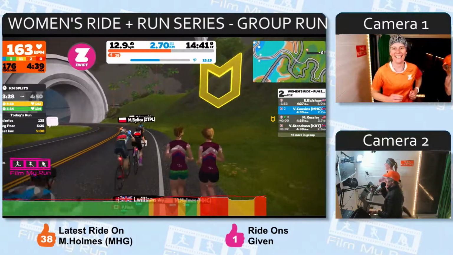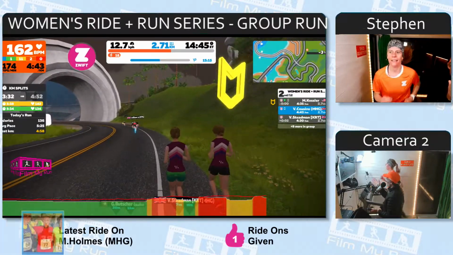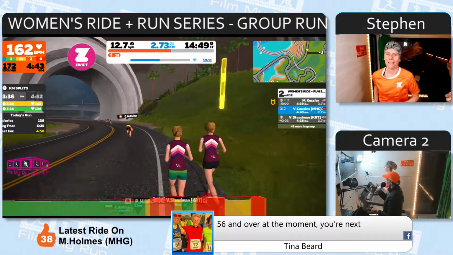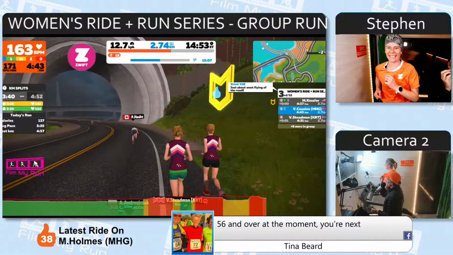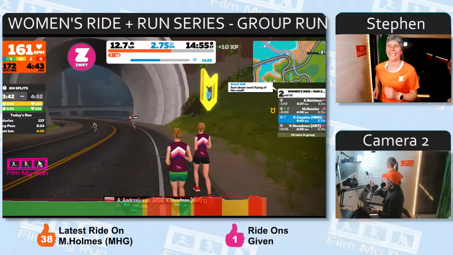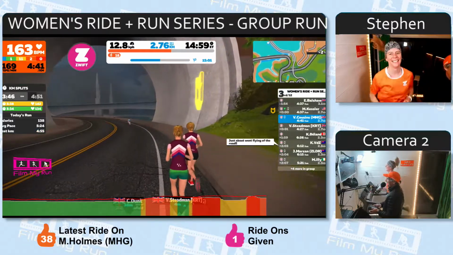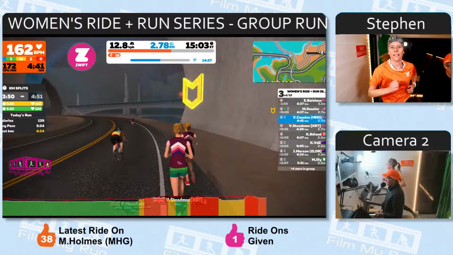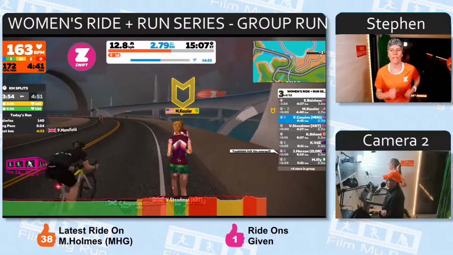Isn't that remarkable, though? All the runners on Zwift, and there is a limited number of outfits that people can choose for their avatars, and that computer generated avatar looked like Marcus Holmes. How amusing is that? Okay, so Tina is 56. Well, you're only 5 years older than me, Tina.